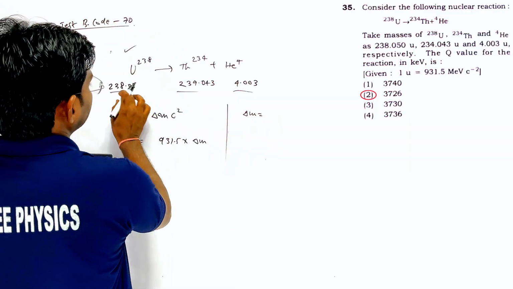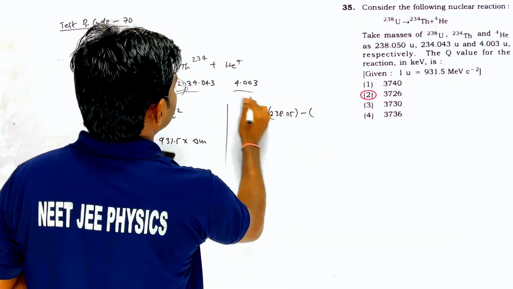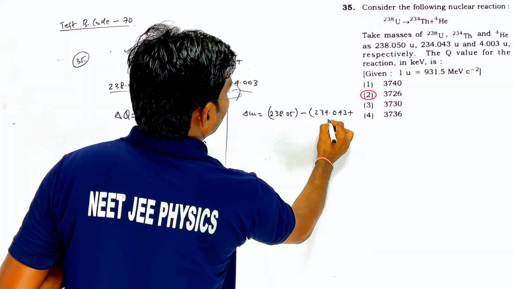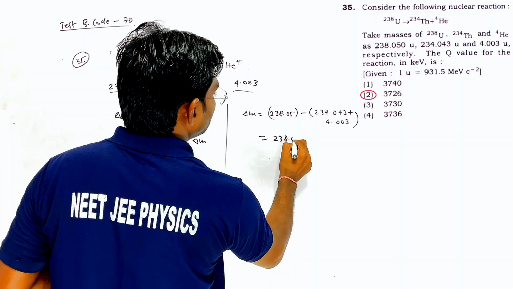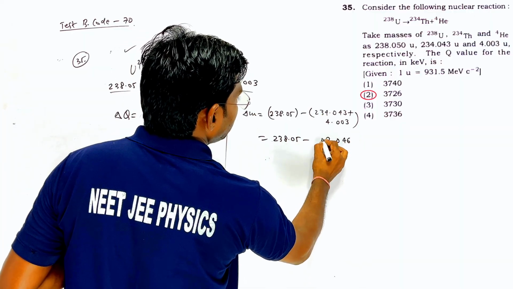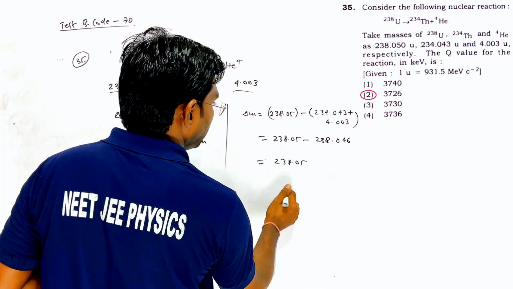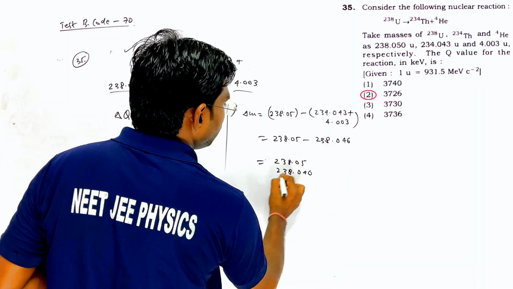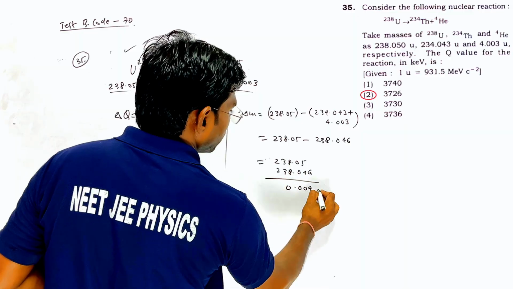The parent nucleus is 238.05, minus the daughter 234.043 plus 4.003, right? So this is 238.05, and what is the amount? It is 0.046832. So if you take the subtraction, this is 238.05 minus 0.046, right? If you subtract, it is 0.04 AMU.